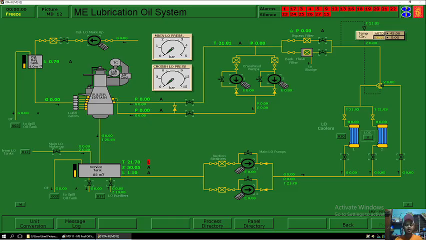So that's it. This is the main engine lubrication oil system.